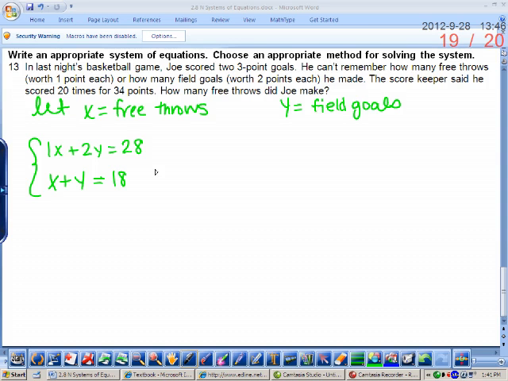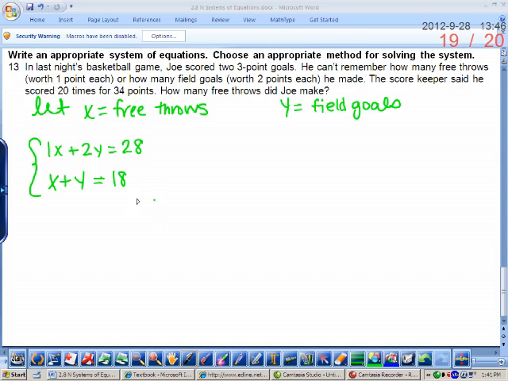All right, so raise your hand if you used substitution. Raise your hand if you used elimination. All right, let's work this with elimination. Raise your hand if you eliminated x. Okay, and who eliminated y? All right, we're eliminating x.